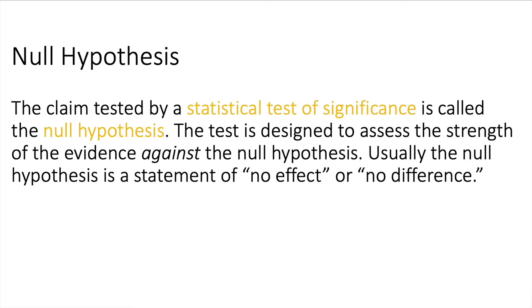We're now going to formalize this process of testing whether or not our results are statistically significant. So we need to talk about hypotheses, okay? We have two types of hypotheses: a null hypothesis and an alternative hypothesis. The null hypothesis is a claim that we're going to test, and generally we're going to look for evidence against the null hypothesis.